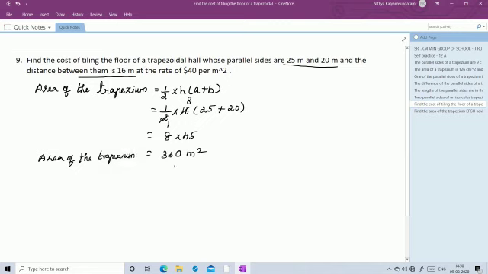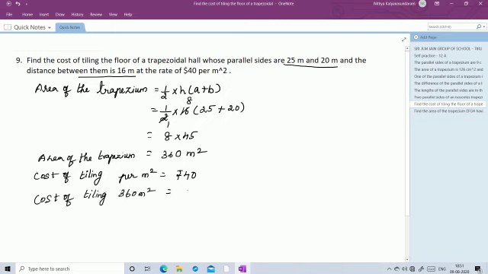Next you want to find the cost of the tiling. The cost of tiling per meter square is rupees 40. We have the total area as 360 meter square. So you want to multiply here. Cost of tiling per meter square is rupees 40, and we have 360 meter square. So what is the cost for tiling 360 meter square?